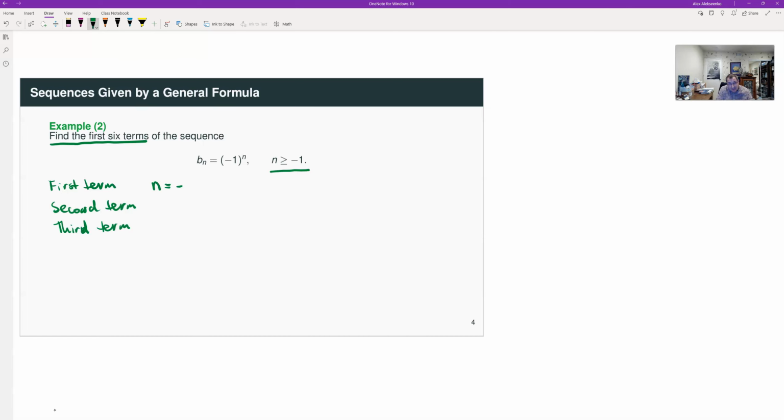In this case, it is negative 1. The second term will correspond to the second value of the index, in this case, n equals 0. And the third one will correspond to 1. And then we'll have n equals 2, n equals 3, and finally n equals 4. So these are the values of the index for the first, second, third, fourth, and all the way to the sixth element of the sequence.